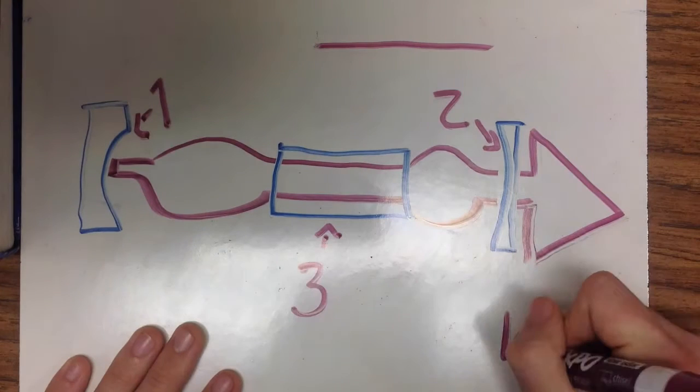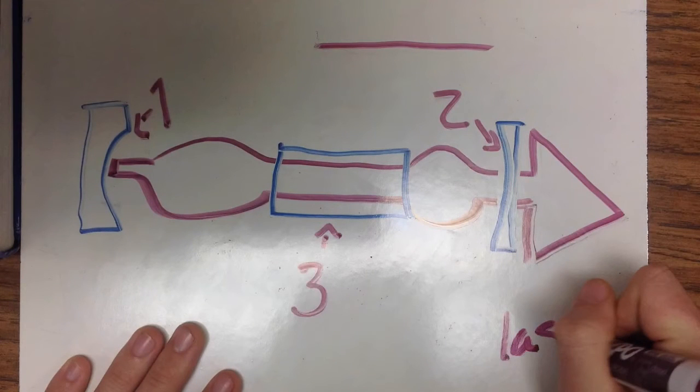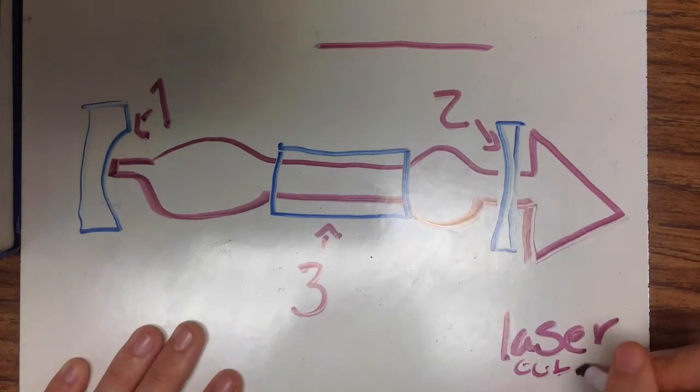Number 1 is highly reflective. Number 2 is partially reflective. And number 3 is the medium.